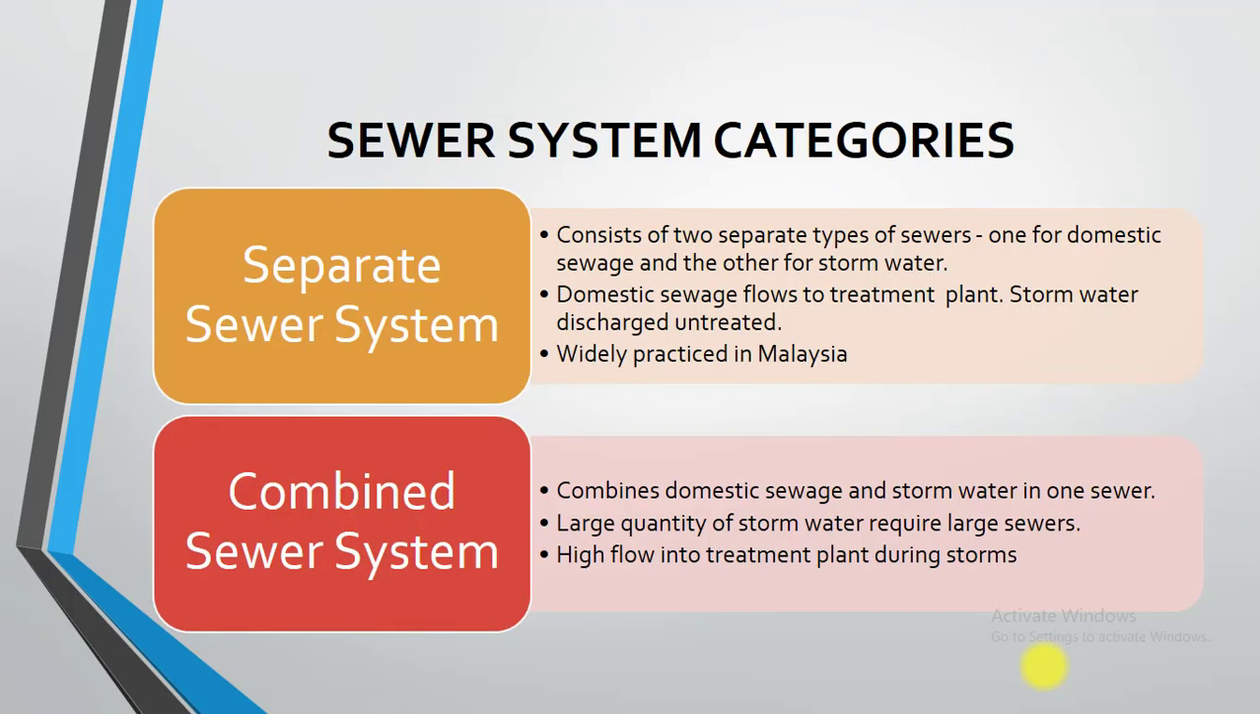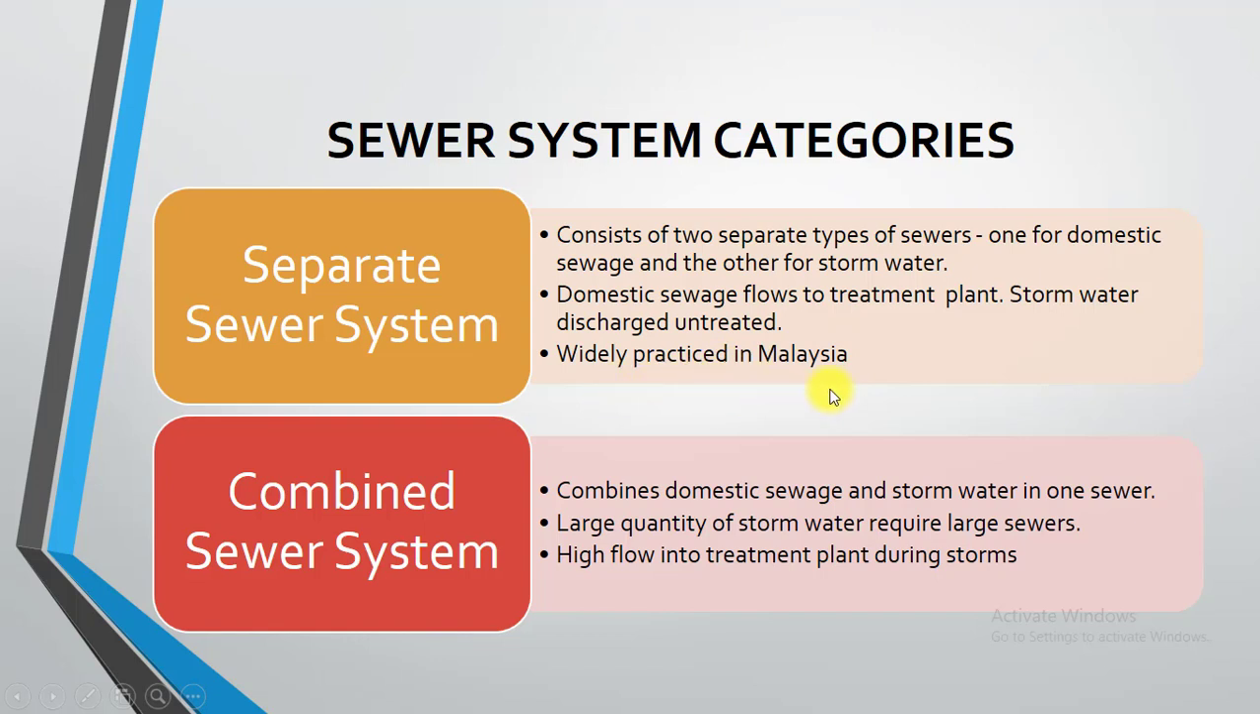So basically we have two main categories of sewer systems. The first category is the separate sewer system, which means two separate types of sewers. One system for the domestic sewage and the other system for stormwater. They are completely separated from the collection point to the treatment plant until the disposal. Domestic sewage flows to the treatment plant. Stormwater is discharged untreated. This is widely practiced in Malaysia.